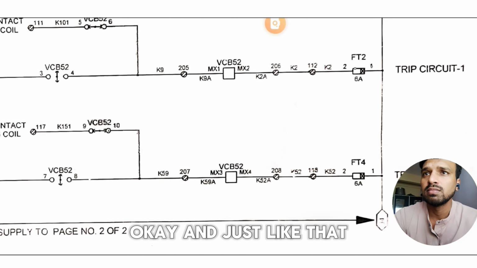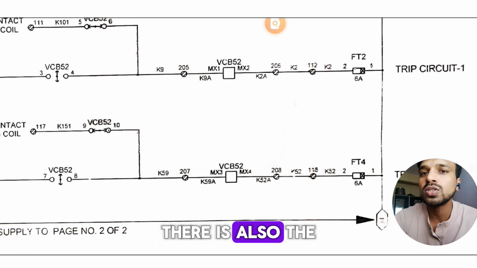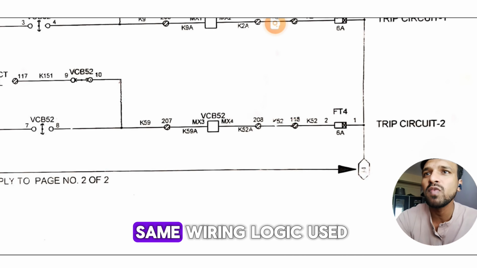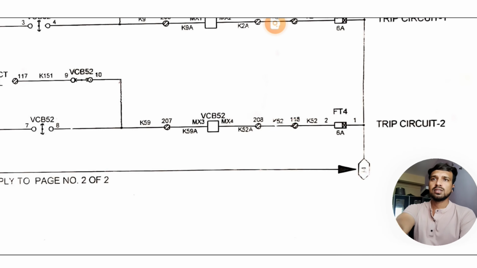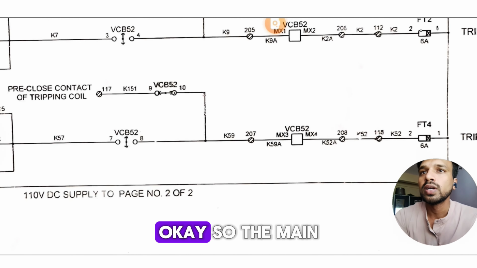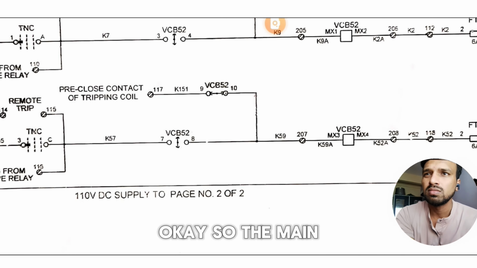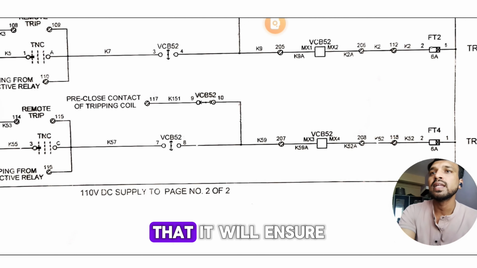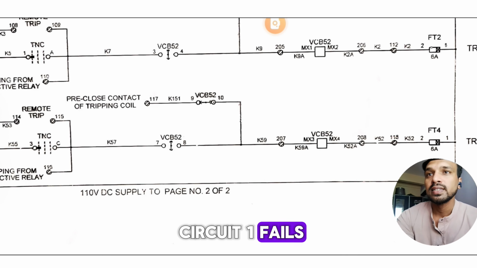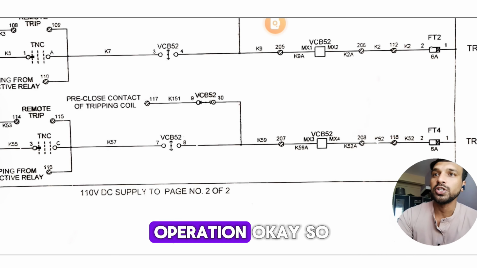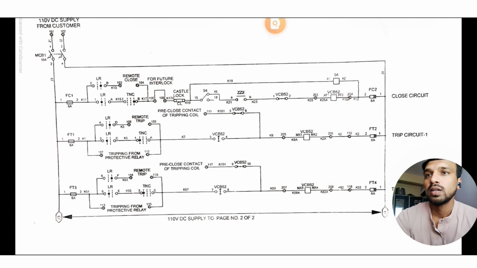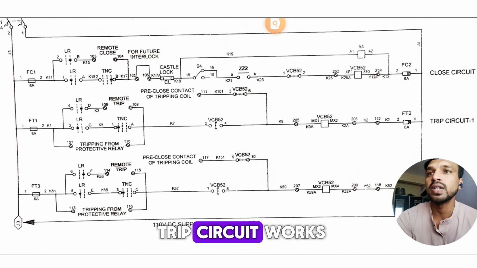And just like that, there is also the trip circuit 2. The function of trip circuit 2 is the same, and the same wiring logic is used in trip circuit 2 just like in trip circuit 1. The main purpose of trip circuit 2 is that it will ensure that if trip circuit 1 fails, then the other can still perform the tripping operation. So this is how the trip circuit works.